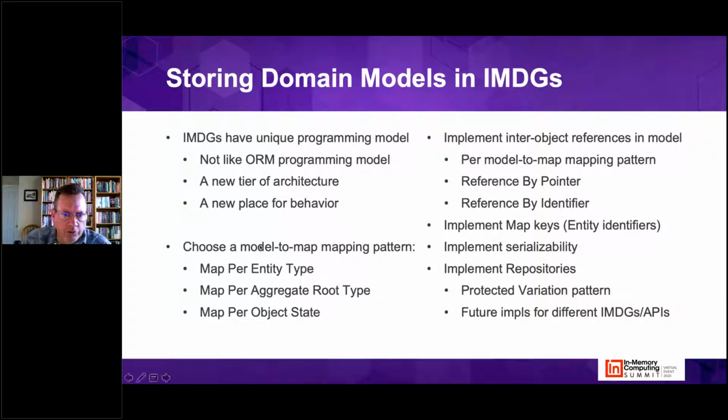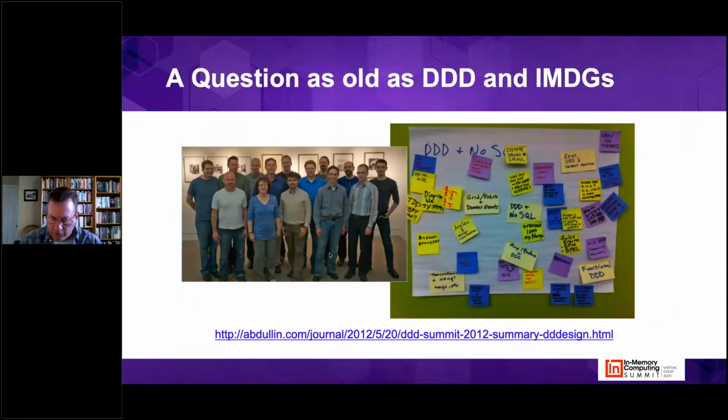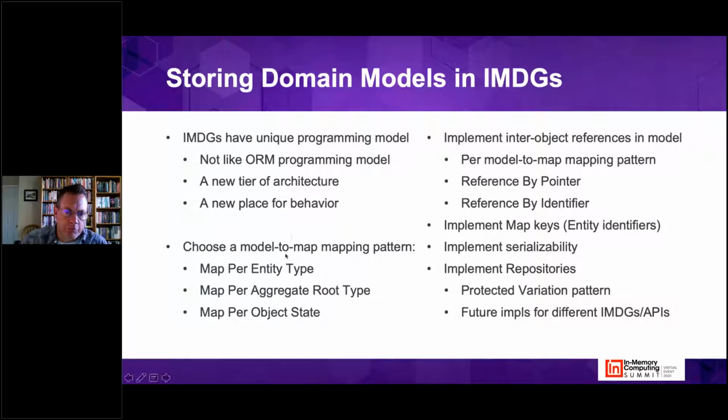The most important decision you have to make is to choose a pattern for mapping your model onto a set of maps in the in-memory data grid. There are three broad patterns, which I'll cover in more detail on the next slide. You can have a map per entity type, or a map per aggregate root type, if you remember the definition of aggregate root, like a pilot trip or a flight. Or if you're working in a problem domain that has significant state models for objects, and an obvious one is orders, you can have a map per object state.